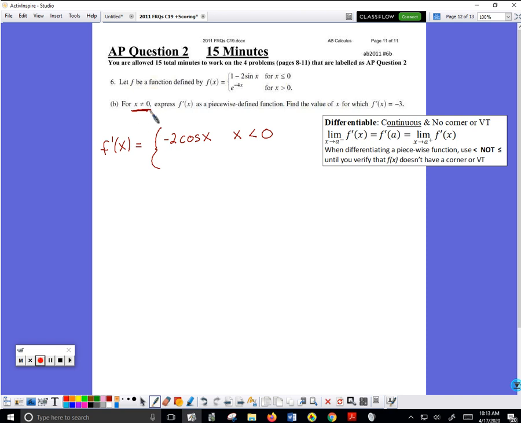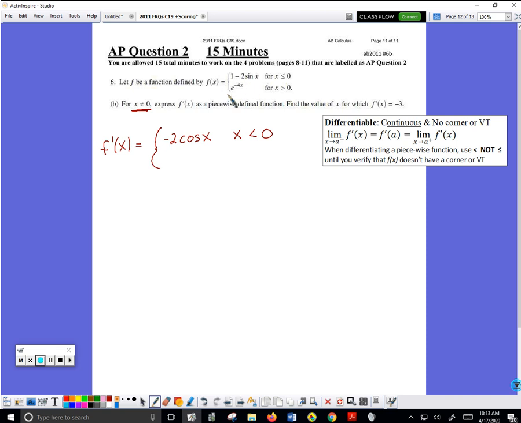And I also added this to the golden notes. I'll get this published. When we're differentiating a piecewise function, you don't want to use the equal to sign, just the less than sign, until we verify that f does not have a corner or a vertical tangent. In this particular case, they expressly told us not to put an equal sign there.